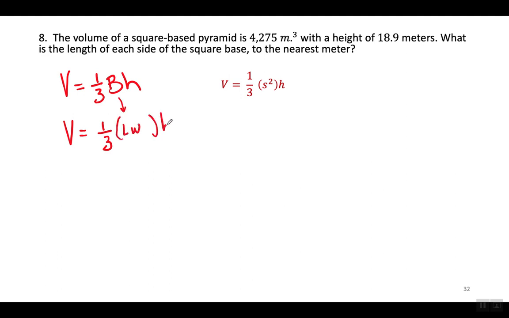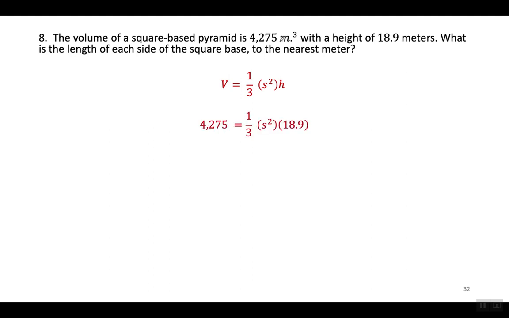and then times the height. But since we have a square-based pyramid, you've got to realize that the two sides of a square have the same length. So that's why I wrote it like that, because the length and the width are going to be the same. You should write it like that. We're going to need to write it like that in order to solve for how long each side of the square is. Now from there, all you've got to do is substitute the values that we have.